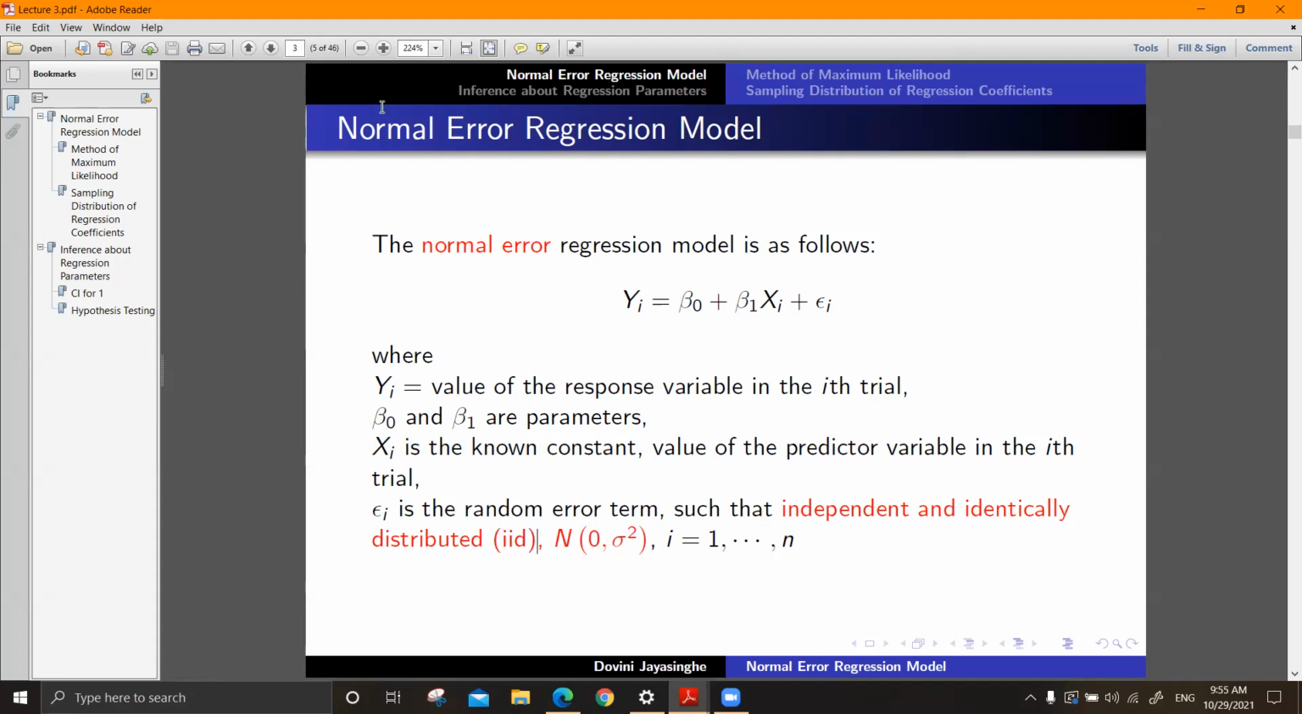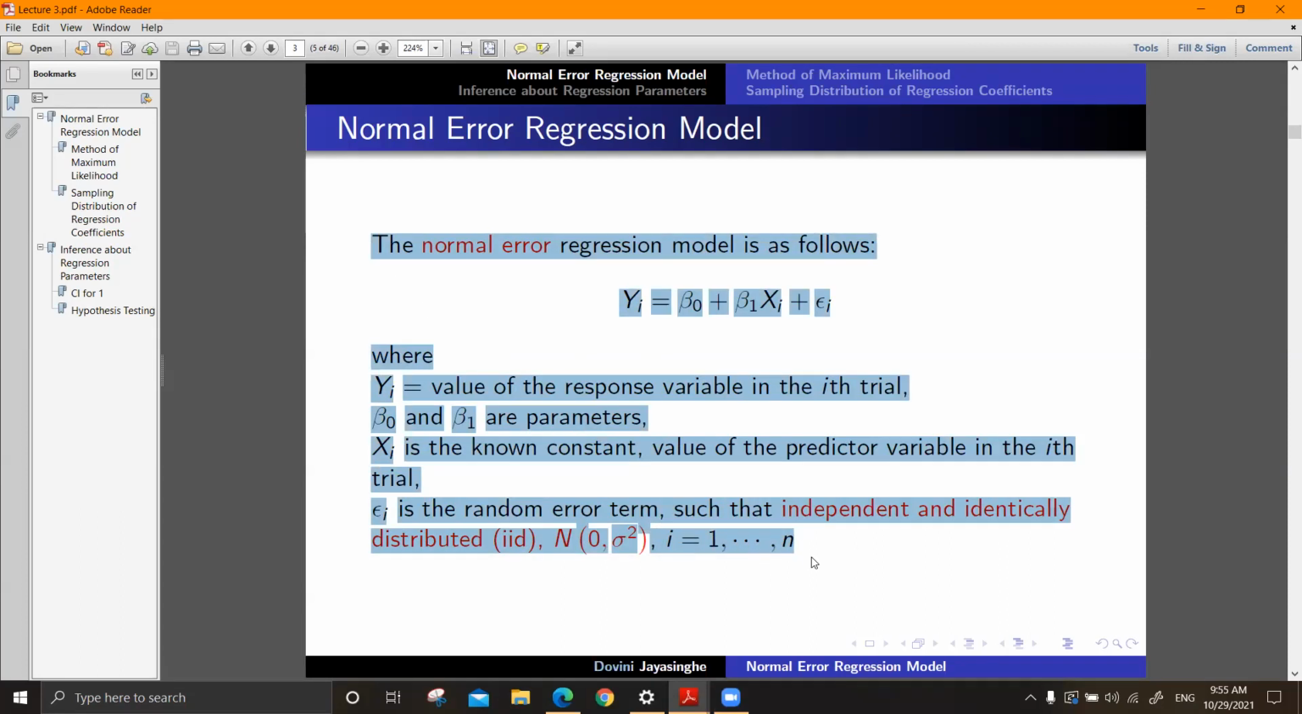Whenever you are asked to write the regression model, you have to write the things up to here. If at least one of these is missing, you're going to lose marks. So make sure you write everything. You have to define every term, and you have to give the assumption of the error term as well.